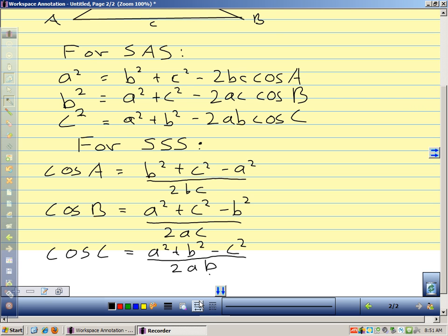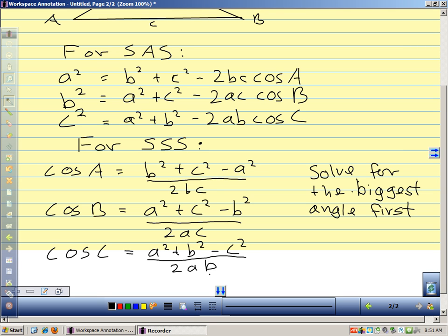Now where we have to be careful with the law of cosines is with side side side, you always want to solve for the biggest angle first. The reason we solve for the biggest angle first is because we start with the law of cosines and then we go to the law of sines. When we use the law of sines, when you plug in the inverse sine, your calculator is only going to give you an acute angle. But sometimes that biggest angle is obtuse. It's more than 90 degrees.